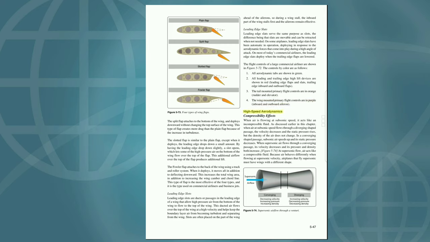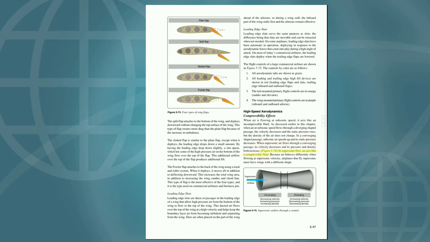High-speed aerodynamics. Compressibility effects. When air is flowing at subsonic speed, it acts like an incompressible fluid. As discussed earlier in this chapter, when air at subsonic speed flows through a diverging-shaped passage, the velocity decreases and the static pressure rises, but the density of the air does not change. In a converging-shaped passage, subsonic air speeds up and its static pressure decreases. When supersonic air flows through a converging passage, its velocity decreases and its pressure and density both increase.